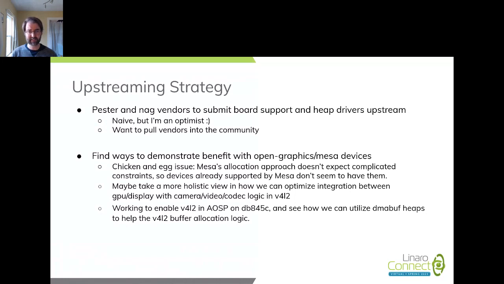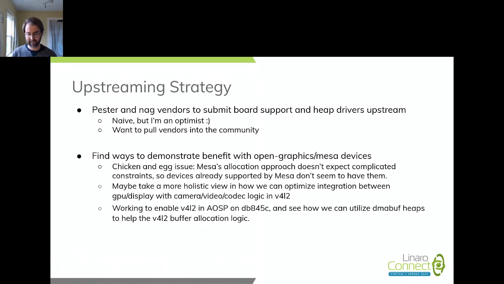And then finally, for ways to demonstrate benefit for these new heaps with open graphics and Mesa devices, this is a little more difficult because it is a bit of a chicken and egg issue. With Mesa focusing mostly on just GPU and display, the allocation methods that it has don't really expect very complicated constraints. It can handle some situations, but not as many. And so just by definition, devices that are supported by Mesa don't really have very complicated constraints. And so we need to find some way to show benefit.